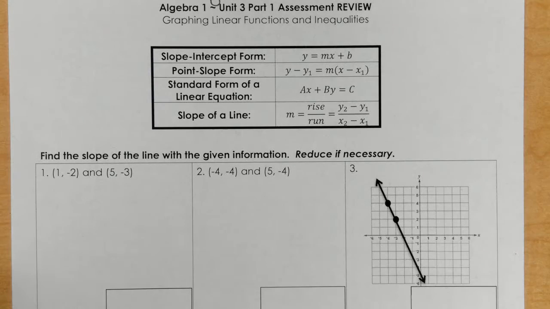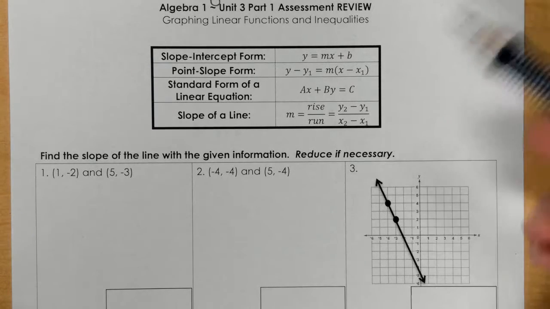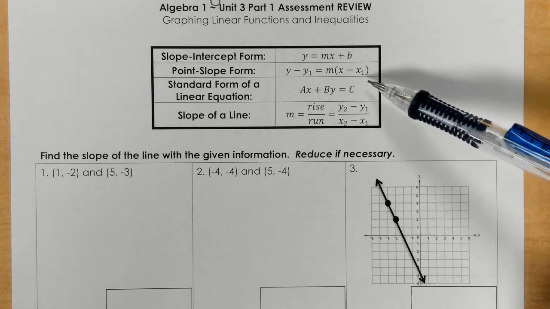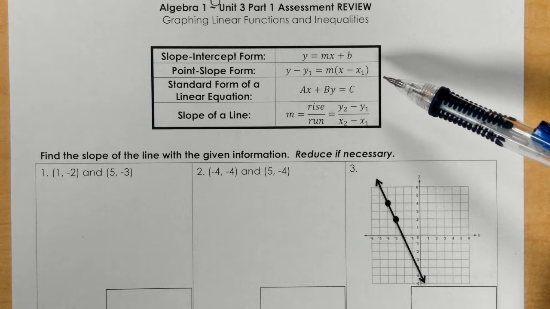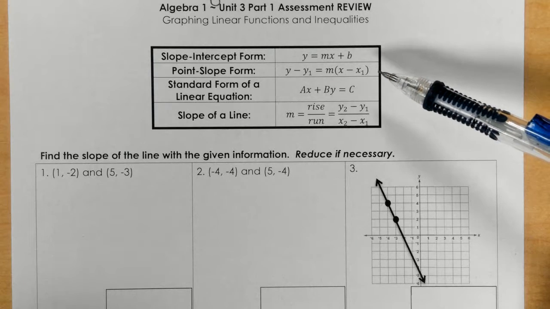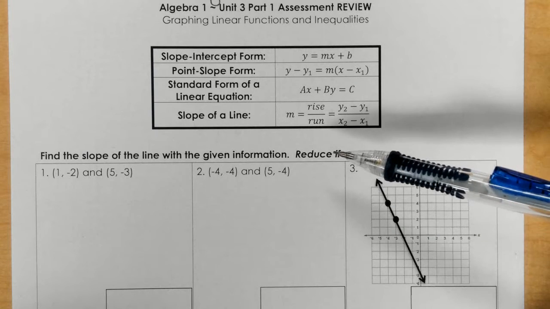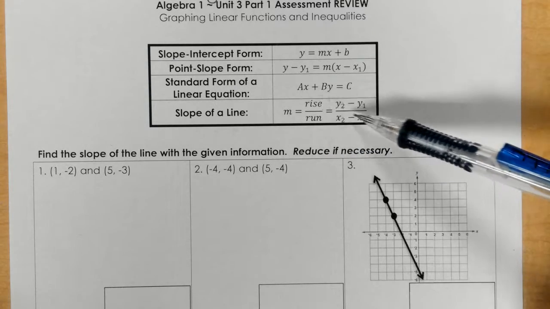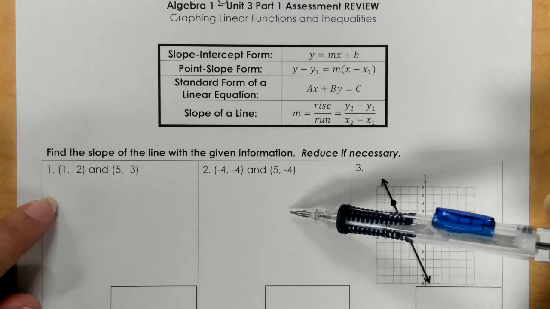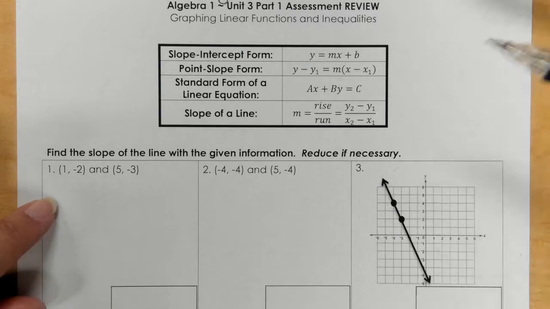For the Unit 3 Part 1 Assessment Review, you see here in the beginning you are given a chart with formulas on it, so you could refer back to this chart at any point in the test. So for number 1, 2, and 3, we have to find the slope of a line. This formula we were given could help us with 1 and 2, and then rise over run can help us with number 3.